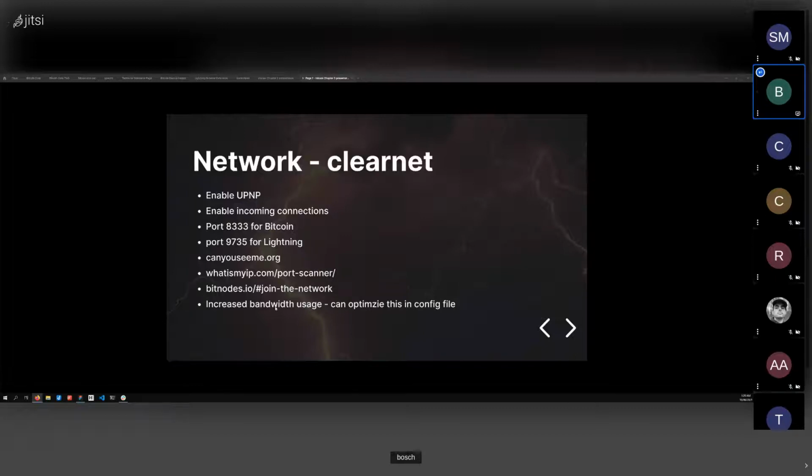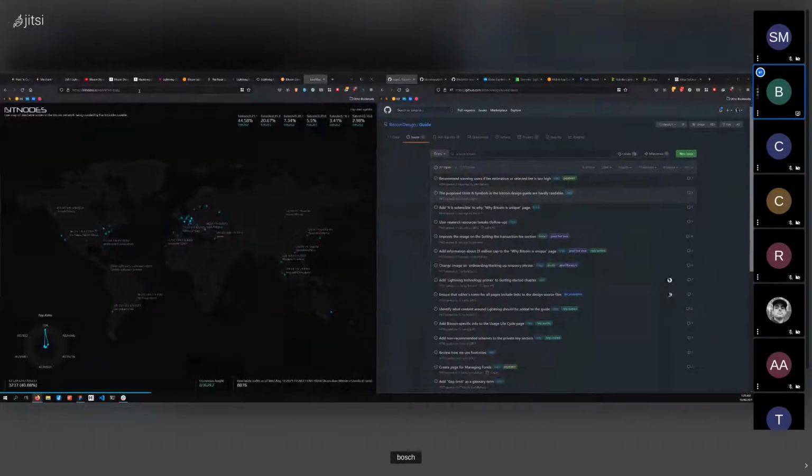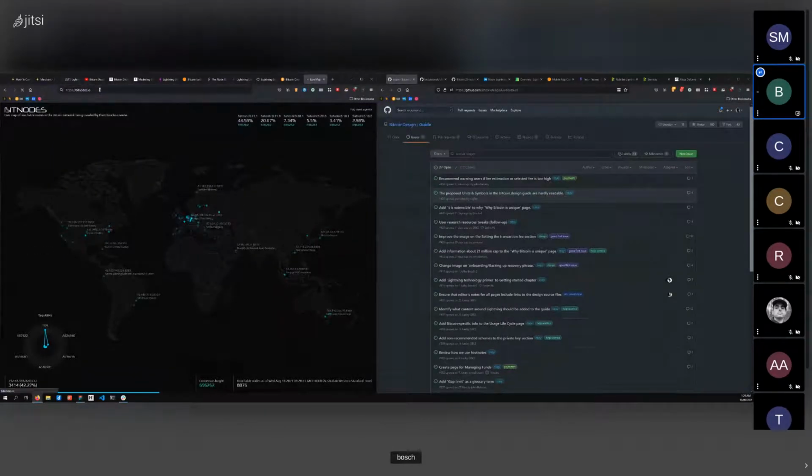There's a website called BitNodes as well. I just had it open on that other page, but it shows all the nodes in a live map here.